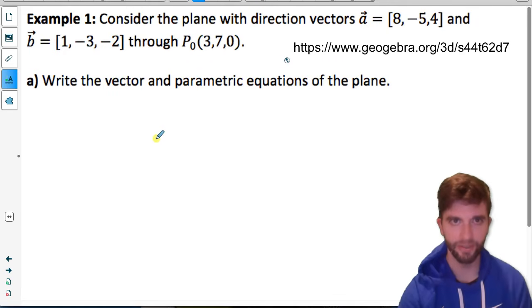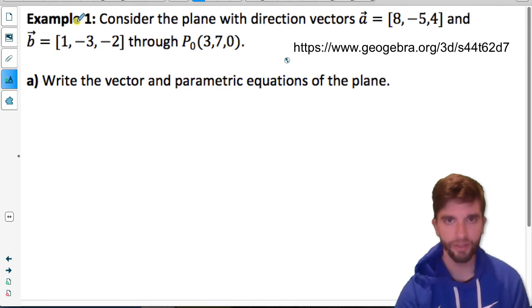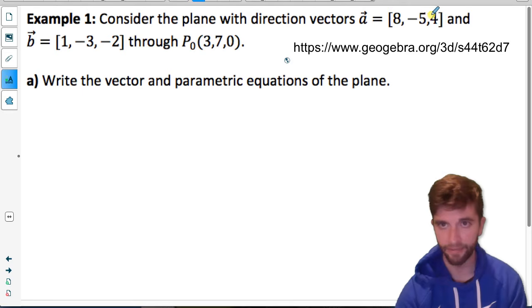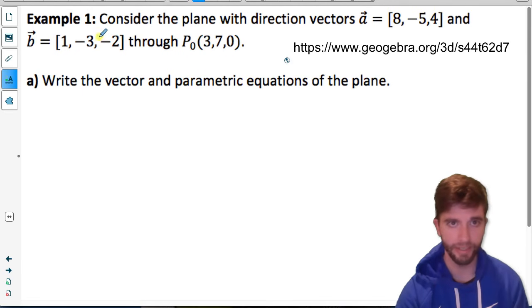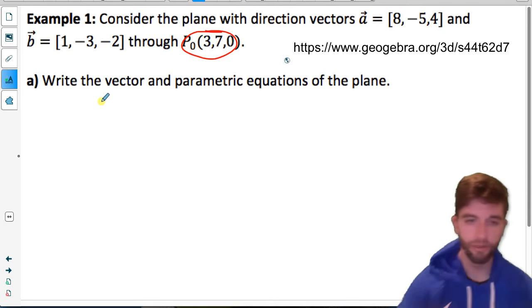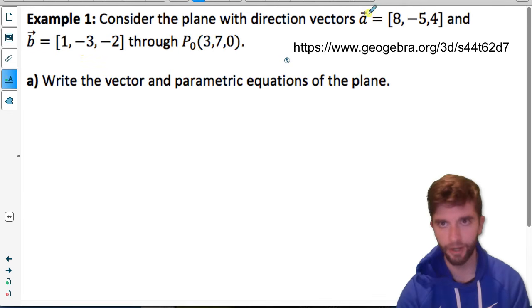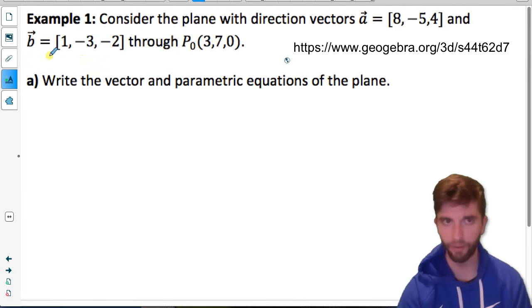Let's actually get started with an example now. So let's consider the plane with direction vectors a equals 8, negative 5, 4, and b equals 1, negative 3, negative 2 through this point. So we know a point on the plane and we know two direction vectors that are parallel to the plane. And those direction vectors are not collinear, I can tell, because they're not scalar multiples of each other.